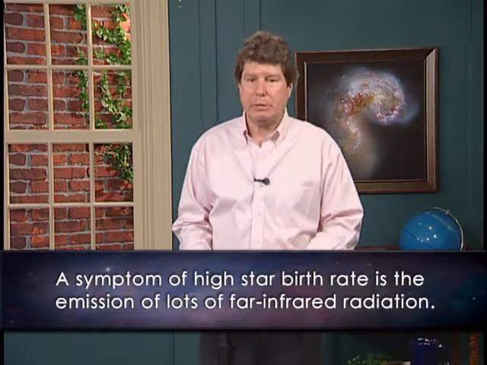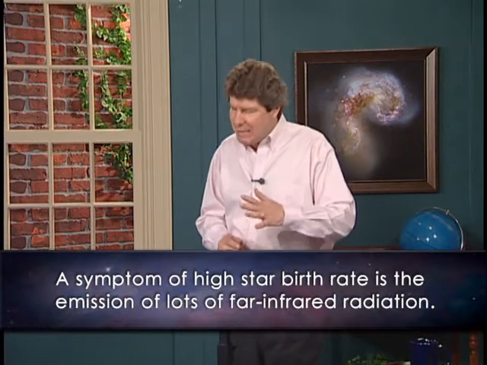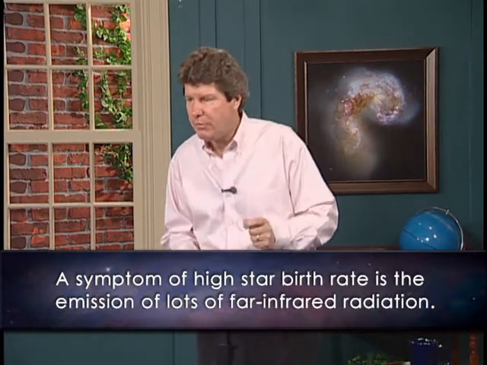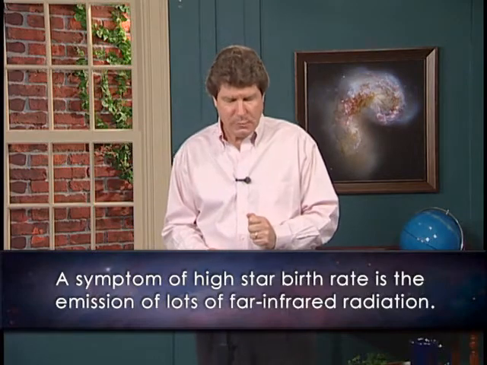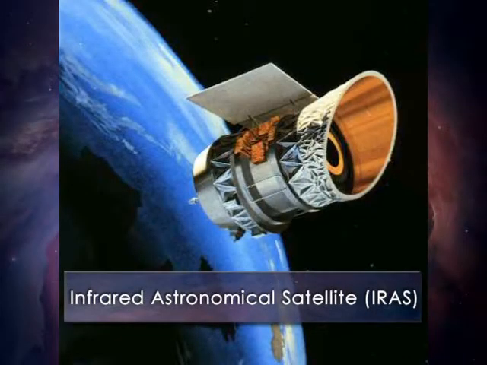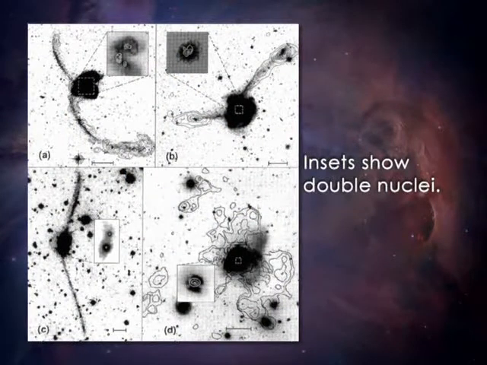Now, observationally, the link between galaxy interactions and collisions and high star birth rates is very obvious indeed. For reasons I don't have time for, a classic symptom of high star birth rate is the emission of lots of far infrared radiation. Now, the first satellite telescope sensitive to this type of radiation was launched in the 1980s, and almost immediately it became apparent that galaxies that shone brightly in the far infrared, like these four here, were also in the throes of an interaction or a merger.